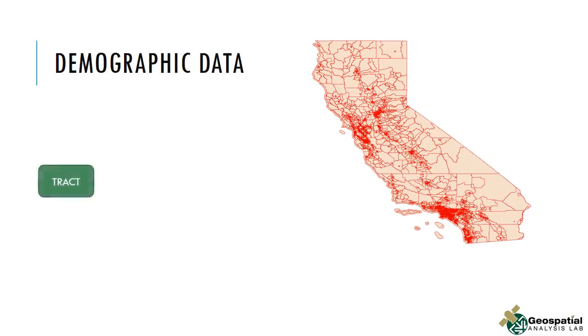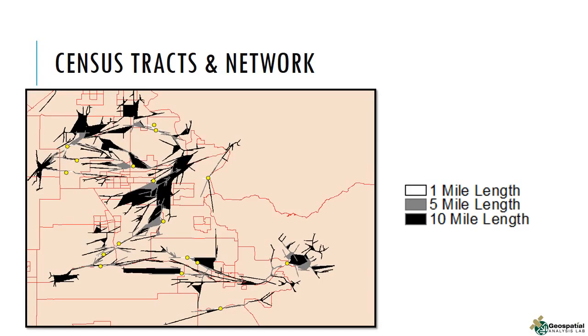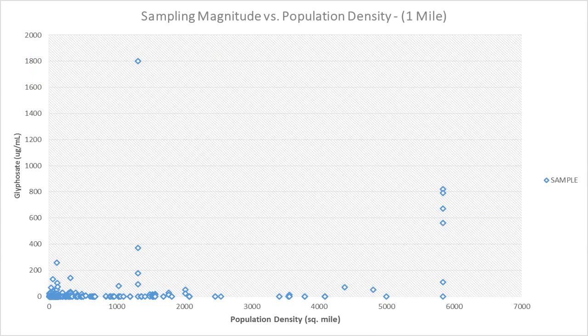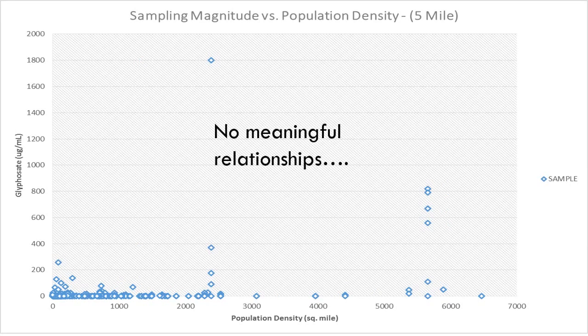The census tracts were intersected with the previously created 1, 5, and 10 mile service areas, and any intersected tracts were counted toward the density statistics. This graph shows glyphosate concentration as a function of the population density in tracts intersected by the service area. Similarly to the first analysis, no meaningful relationship was found between residential use of glyphosate and surface water concentrations.